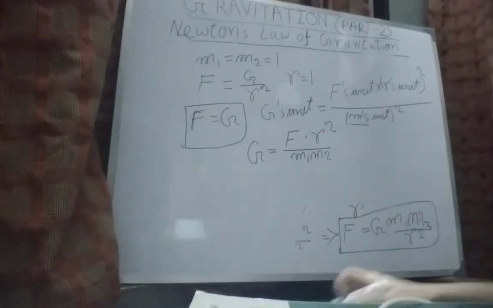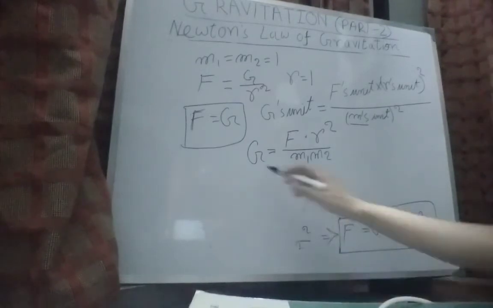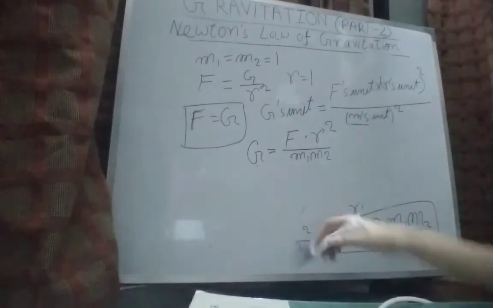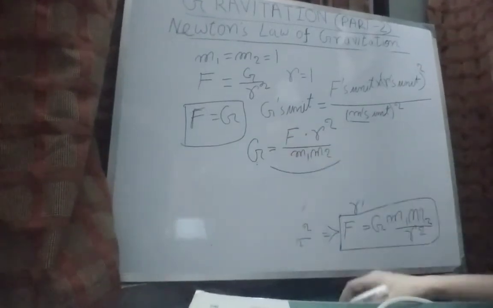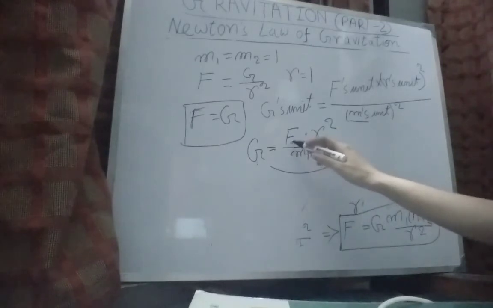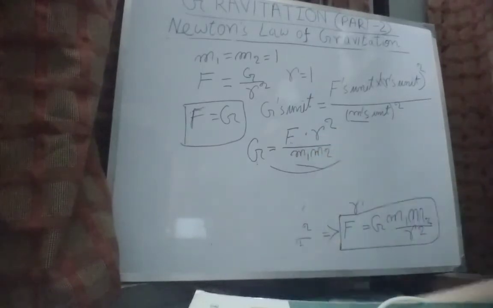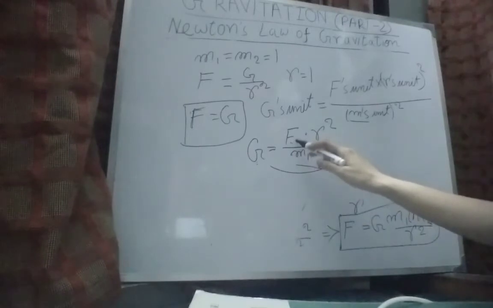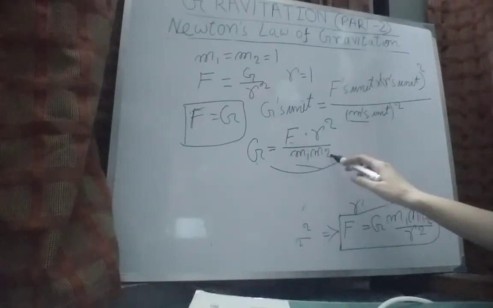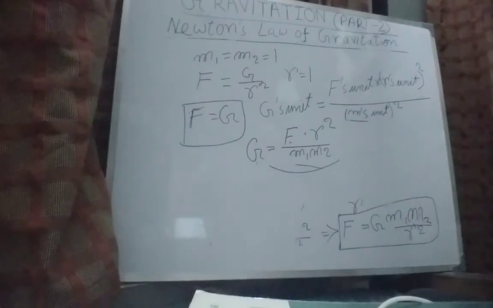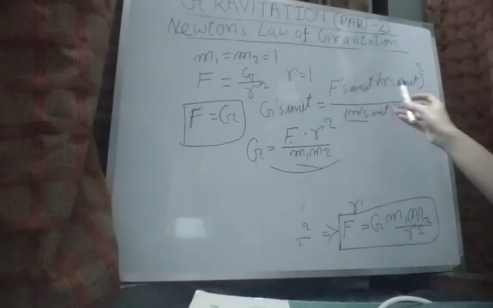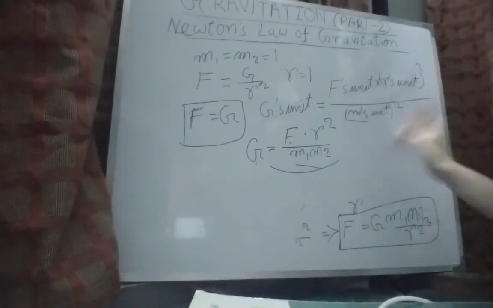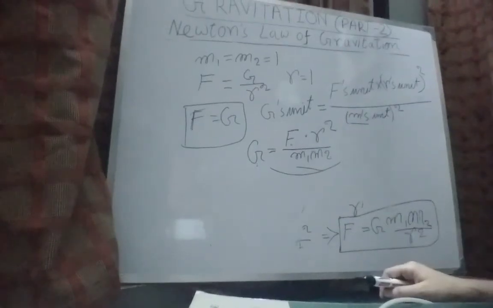In the CGS system the unit is dyne centimeter square per gram square, and in the SI system the unit is newton meter square per kg square. And what is the dimension of G? It is the same as the unit: the dimension of F, dimension of r, and dimension of m.